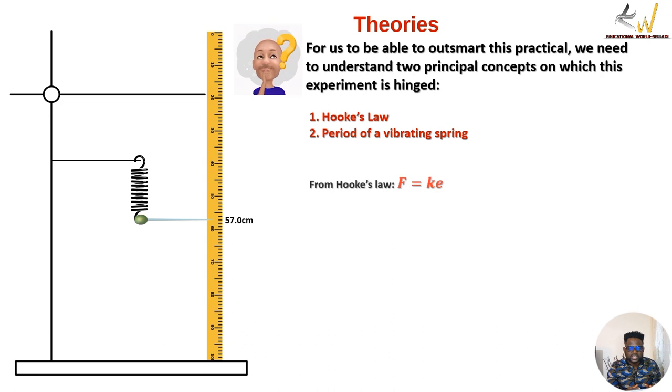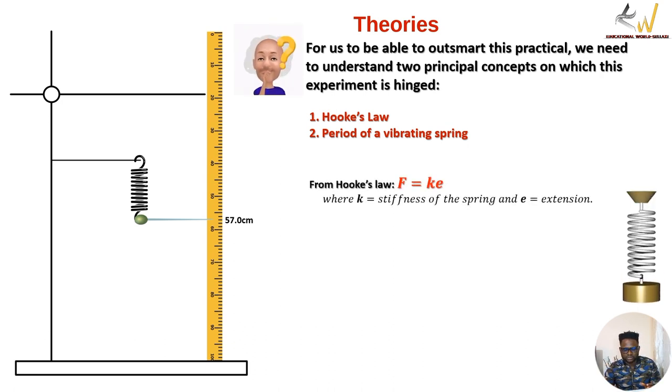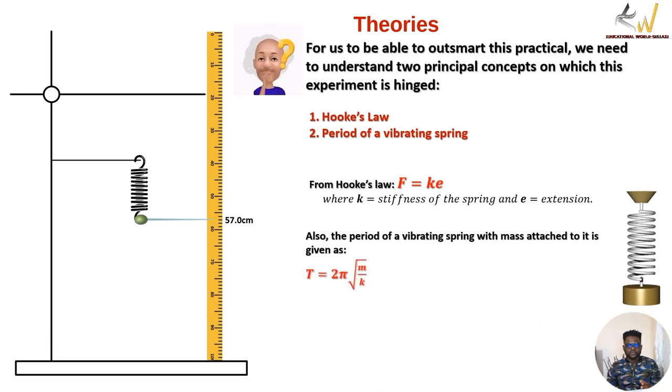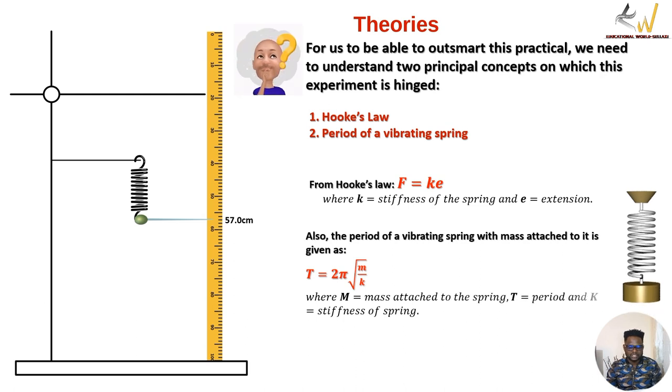Hooke's law states that force is equal to the spring constant multiplied by the extension, F = ke, where k is the stiffness of the spring or the spring constant and e is the extension. The formula for the period of a vibrating spring loaded with mass is T = 2π√(m/k), where m is the mass attached to the spring, divided by the spring constant. So you can see that the spring constant keeps popping up, so it is very important.